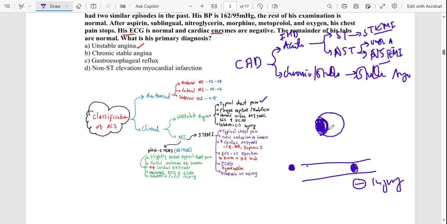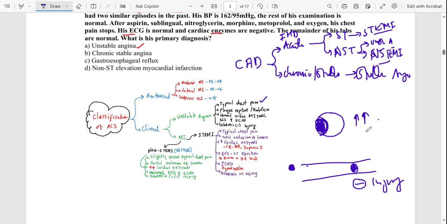But so there is just a reduction in blood flow to the area, but of course there is blood flow still. So what happens in non-STEMI is that there's also going to be chest pain, but it is slightly severe in comparison to the unstable angina. Okay, and here the cardiac enzymes are going to be elevated.